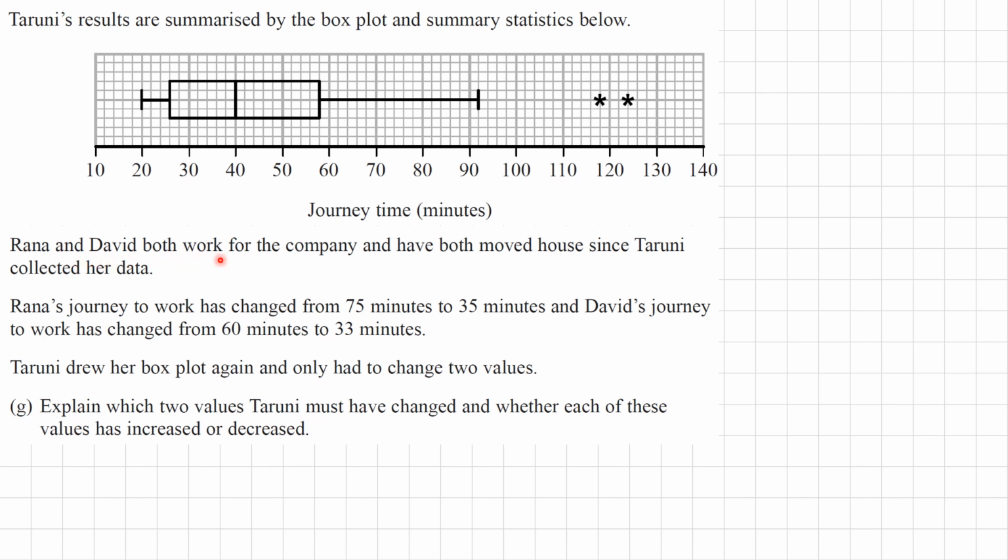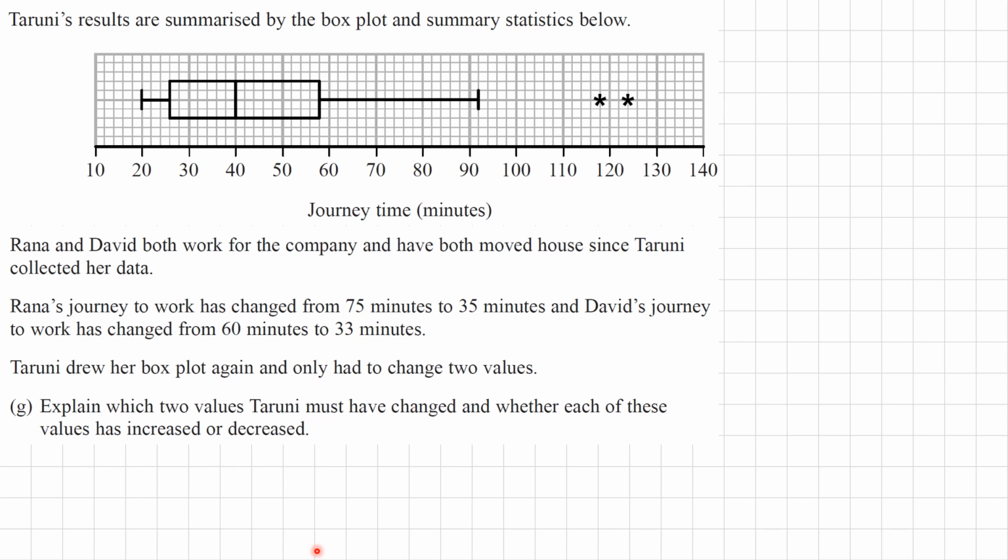Rana and David both work for the company and have both moved house since Taruni collected her data. Rana's journey to work has changed from 75 minutes to 35 minutes, and David's journey has changed from 60 minutes to 33 minutes. Taruni drew her box plot again and only had to change 2 values. Part G, explain which 2 values Taruni must have changed and whether each of these values has increased or decreased.